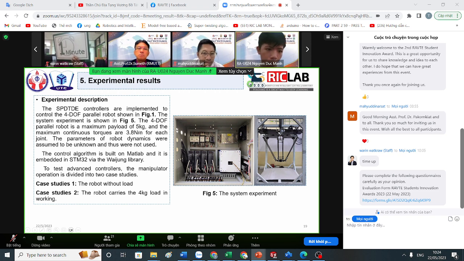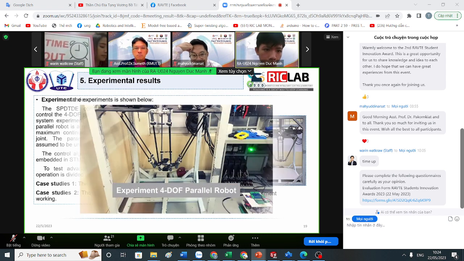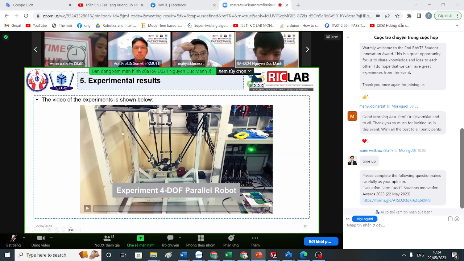The Delta parallel robot has a maximum payload of 5 kg and a maximum continuous torque of 3.8 Newton-meters for each joint. The parameters of robot dynamics were assumed to be unknown and thus were not used to test the advanced control. The manipulator operation is divided into two case studies: case study 1 and case study 2. The videos of the experiments are below.